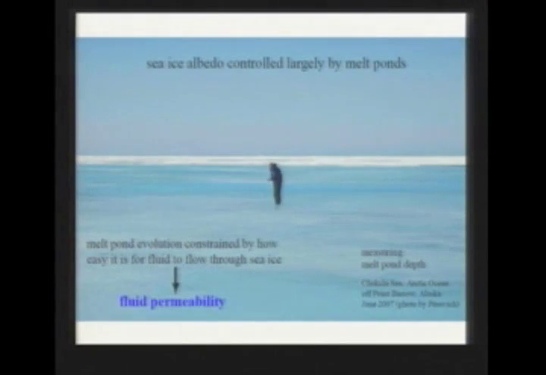So as you could see from that previous picture, the sea ice albedo, the overall reflectance of the ice pack, is controlled largely by these melt ponds. And whether or not these ponds pool up and get larger, or whether or not they drain, is controlled by how easy it is for fluid to flow through the sea ice. And this leads us to one of the fundamental parameters that I will be interested in during this talk, the fluid permeability of the ice as a porous composite material.